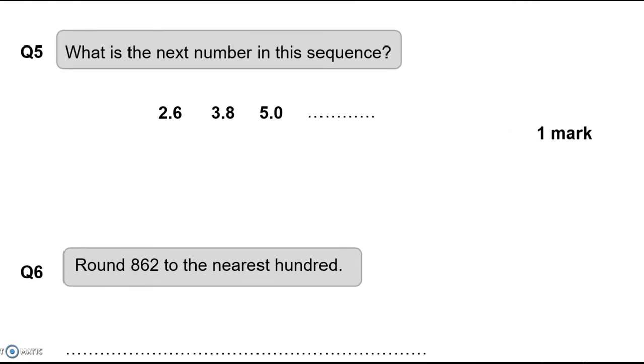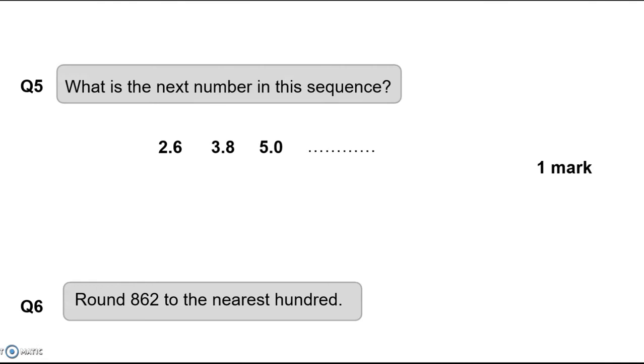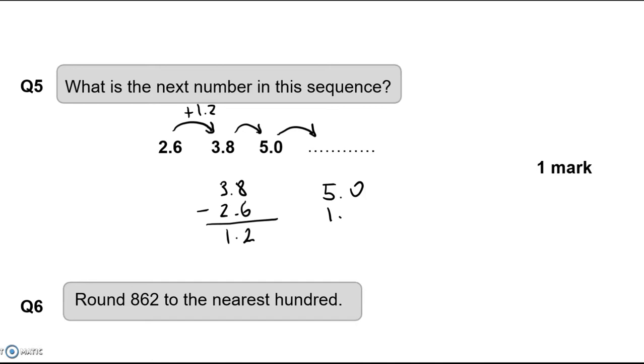What's the next number in this sequence? We've got 2.6, 3.8, 5.0. If we work out the difference between 2.6 and 3.8, that's going to help us work out the missing number. So 3.8 take away 2.6: 8 take away 6 is 2, 3 take away 2 is 1. So 1.2 is the difference. That is the same here. So we need to add 1.2 to 5. So 6.2 is the next number in the sequence.